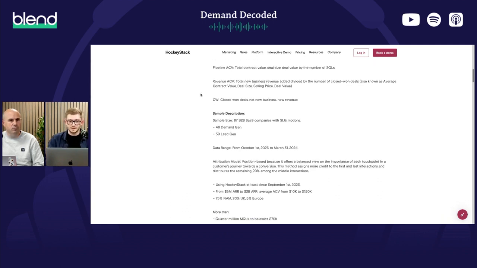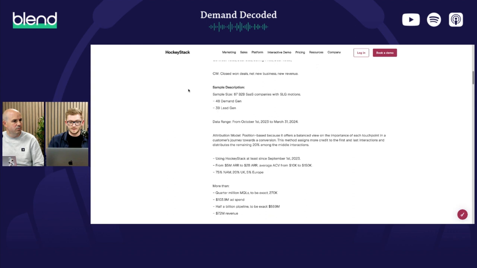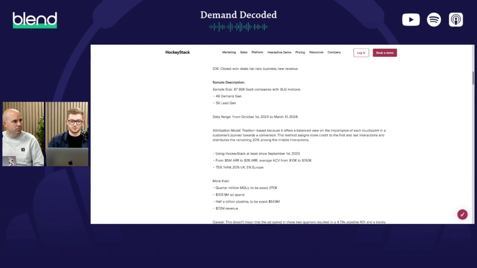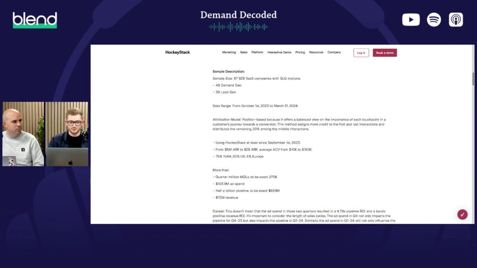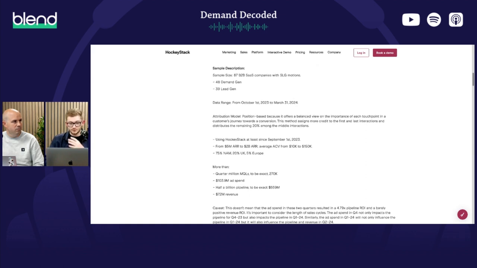Pipeline ACV is total contract value, deal size, deal value, divided by the number of SQLs. Revenue ACV is total new business revenue added divided by the number of closed won deals, which is known as average contract value. Closed won is closed won deals, net new business, new revenue. And actually getting into the sample now of the companies that were analyzed in this research.